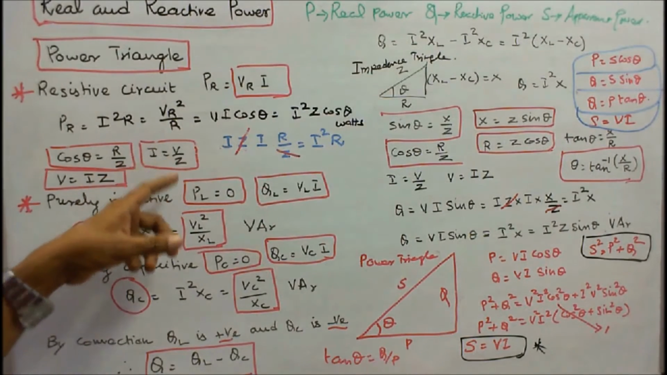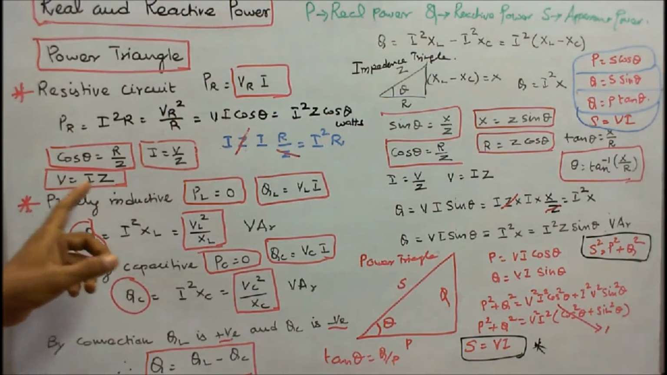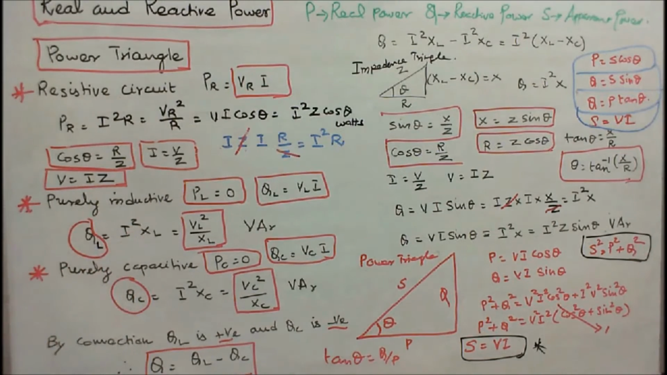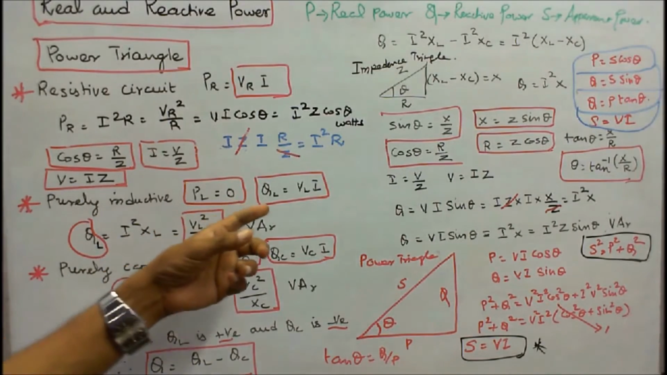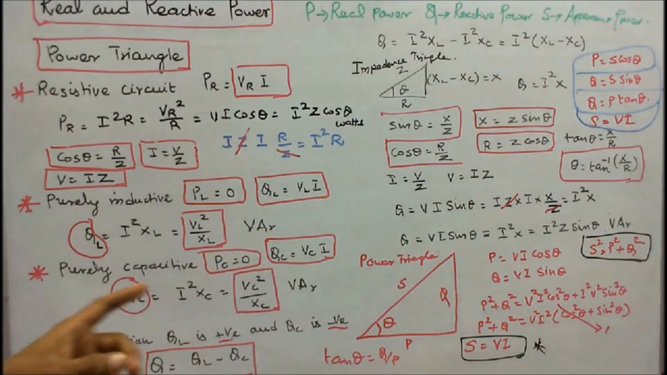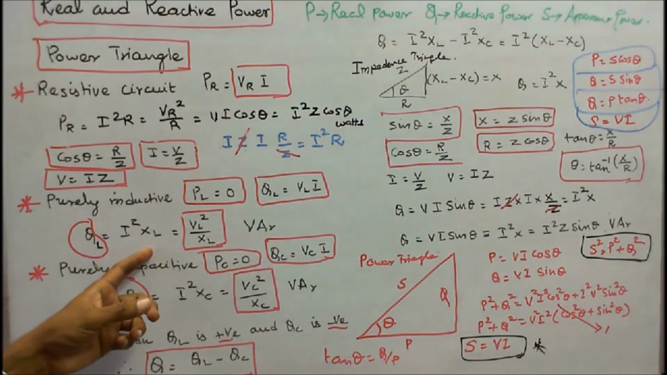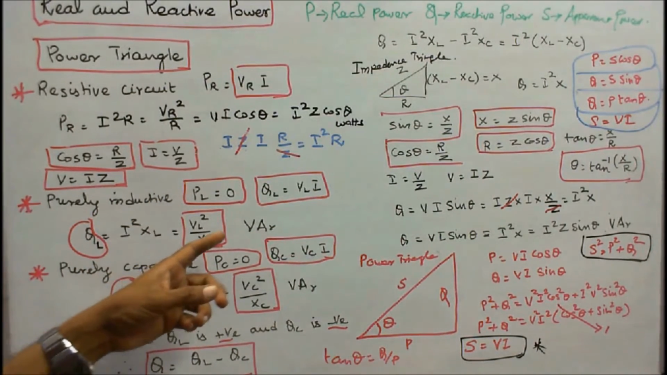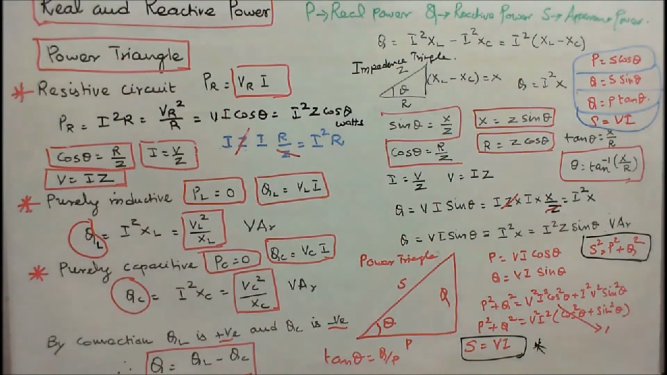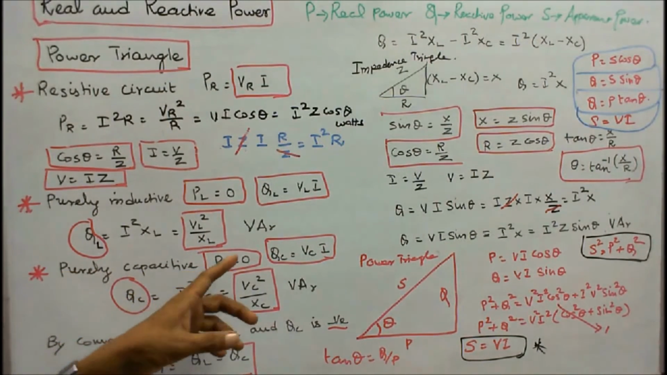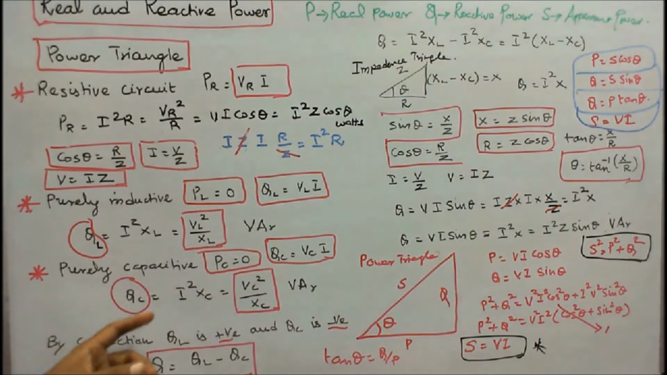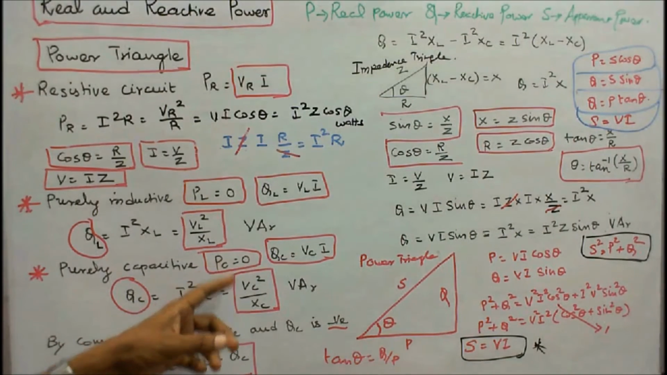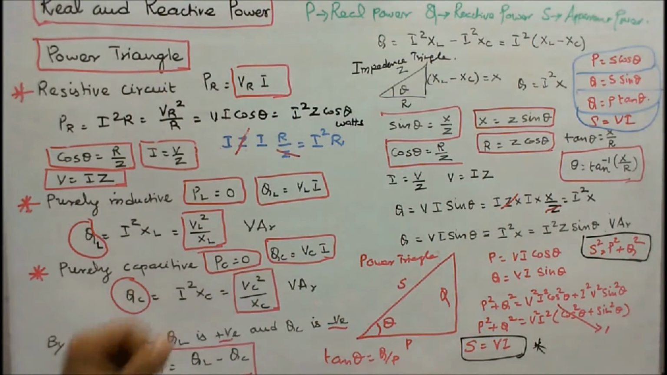Ohm's law, I is equal to V by Z. I can write V is equal to I into Z. In a purely inductive circuit, the real power PL is equal to 0. QL is equal to VL into I. QL is equal to I square into XL, that is equal to VL square by XL in volt ampere reactive. In a purely capacitive circuit, the real power PC is equal to 0, QC is equal to VC into I. QC is equal to I square into XC, that is equal to VC square by XC in volt ampere reactive.